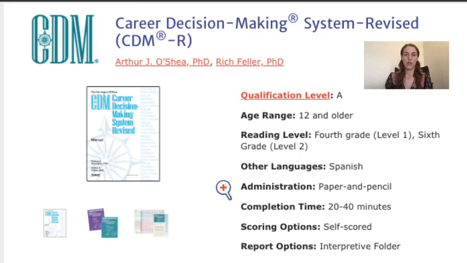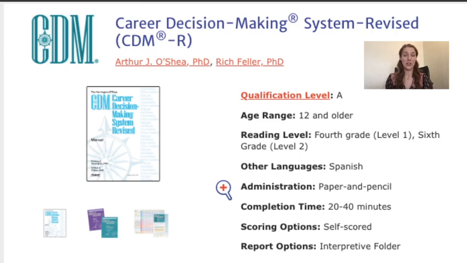So here we have qualification level A. All right, anybody could give this. A public school teacher could give this. You might even be able to purchase this yourself and self-score it, right? There's no qualifications for taking this particular test. It does say it is self-scored. So the idea here is that this is a low-risk test, right? Of course, you want it to be accurate.